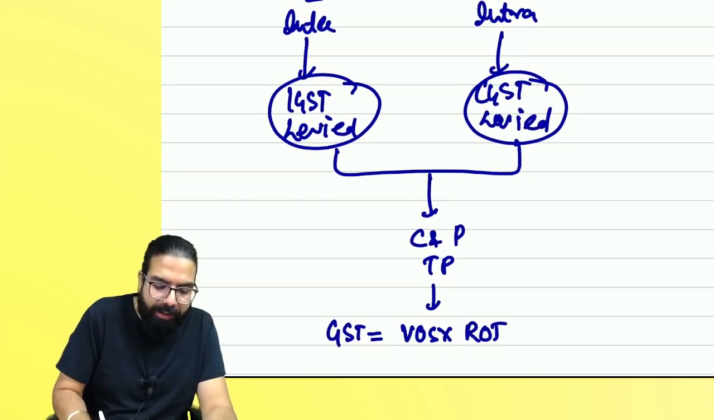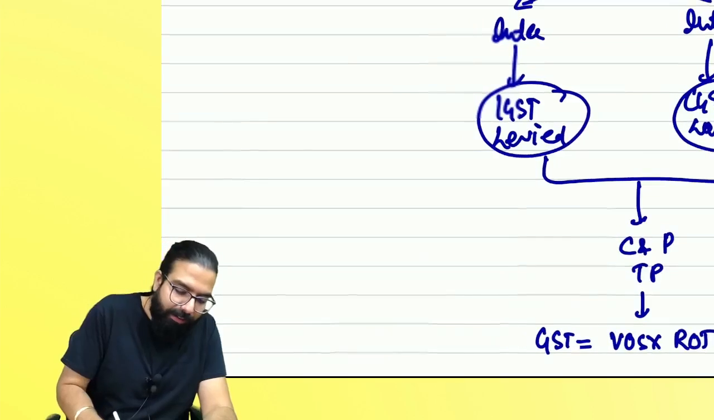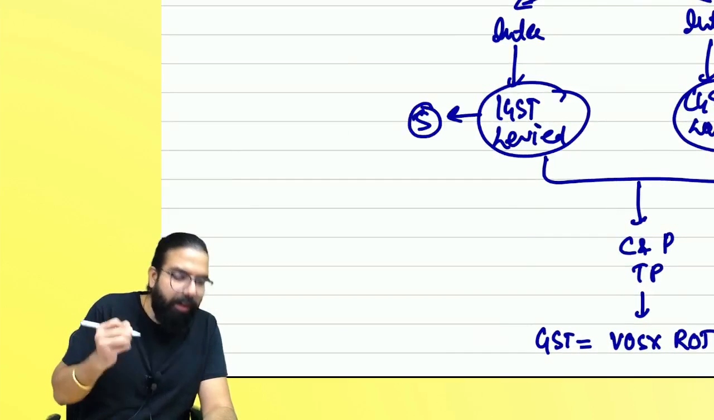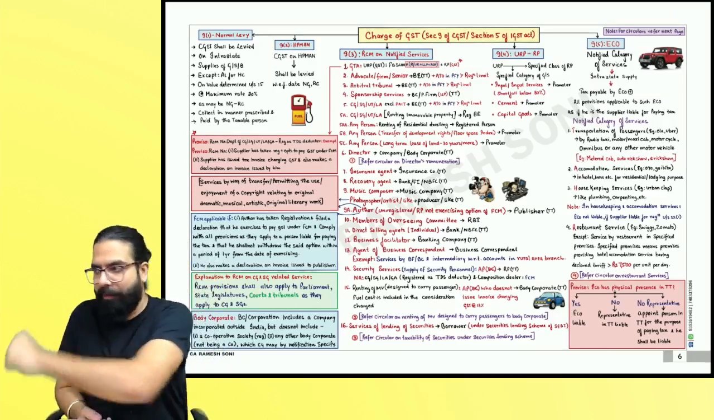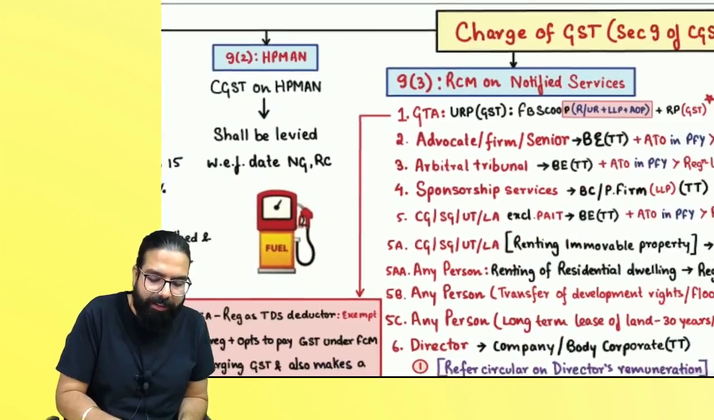CGST will be levied under section number 9. And sir, IGST ka levy section is section number 5. Let's go ahead and now revise section number 9 and section number 5. Sir, when we go ahead and read section number 9.